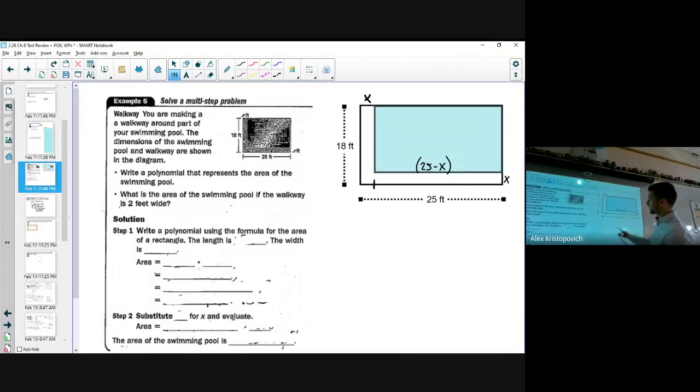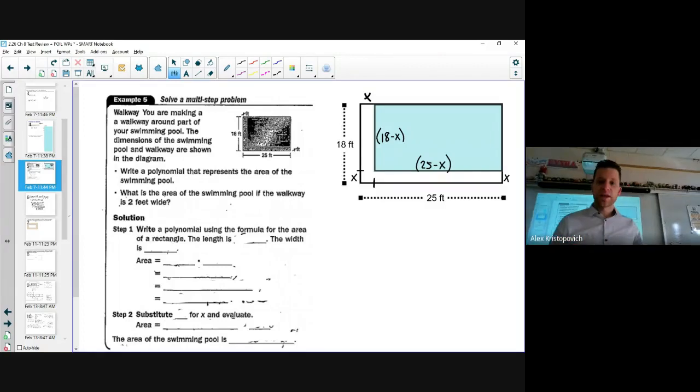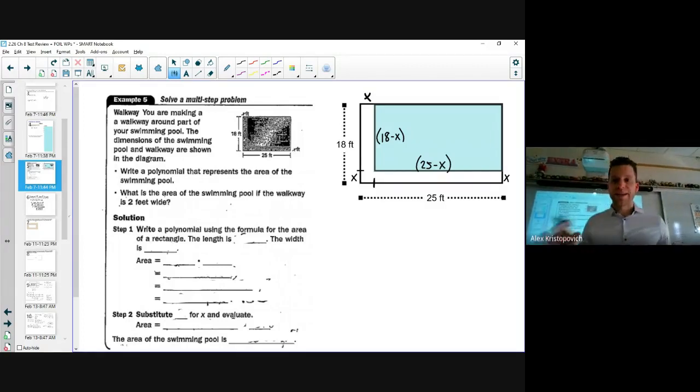We're going to do the same thing on the other side. Right here, we're going to cut it off because the whole thing is 18. But we need to take away this portion right here. What do we know that it is? It's X. And so therefore, this is going to be 18 minus X. Right now, we have the dimensions of the length and the width after we had taken off the walkway from the whole thing.